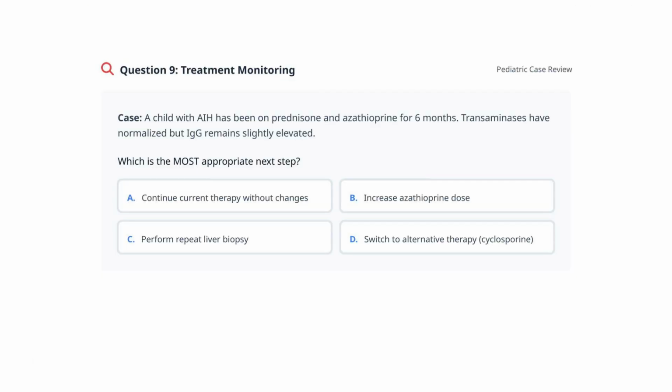Consider this treatment scenario. A child with AIH has been on prednisone and azathioprine for 6 months. Transaminases have normalized but IgG remains slightly elevated. Which is the most appropriate next step? A. Continue current therapy without changes. B. Increase azathioprine dose. C. Perform repeat liver biopsy. D. Switch to alternative therapy, cyclosporin.